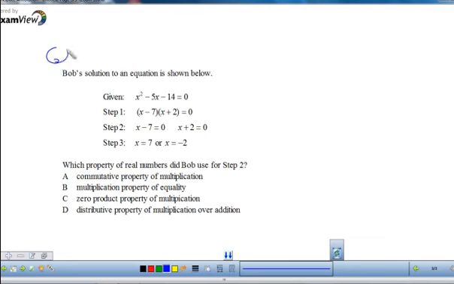Okay, number 3 says Bob's solution to the equation is shown below. Which property of real numbers did Bob use for step 2? Okay, so step 2, what he did is he drew the line and he separated them. So that is called the zero product property.